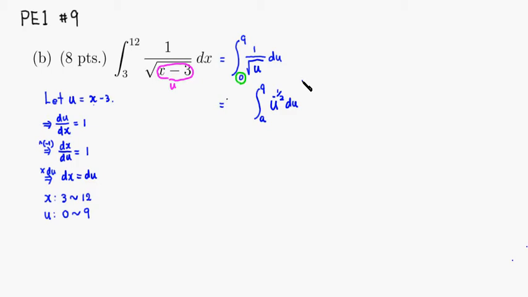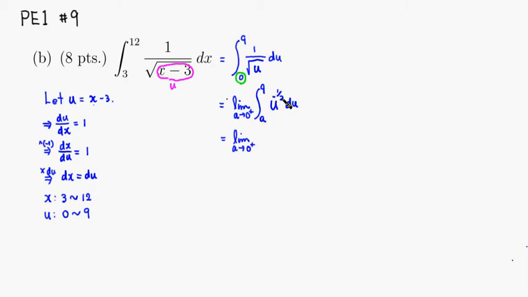Then since a has to go to 0, we're going to take the limit. And as a approaches 0, and this is approached from the positive side, let's find the antiderivative. So this is going to be equal to, we still have the limit as a approaches 0 from the right.